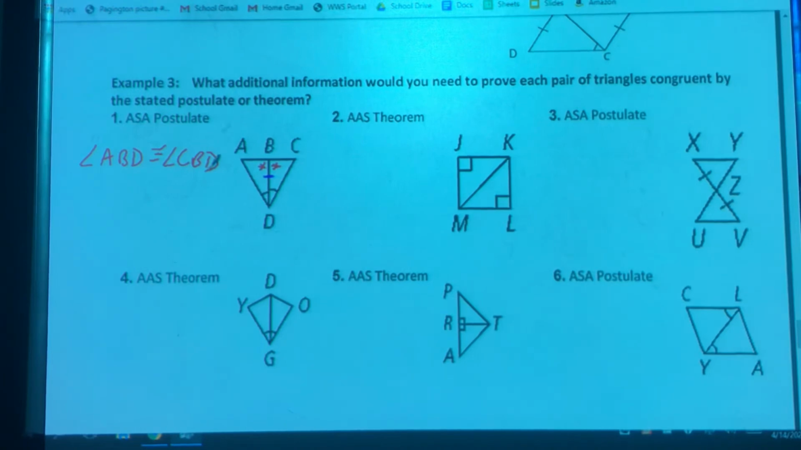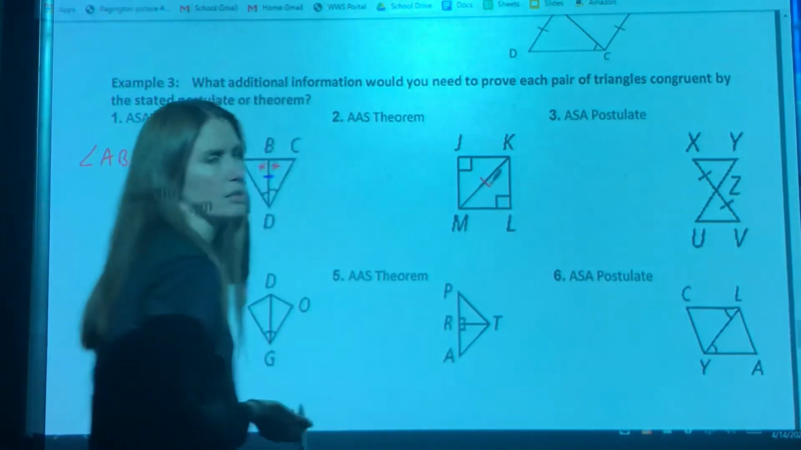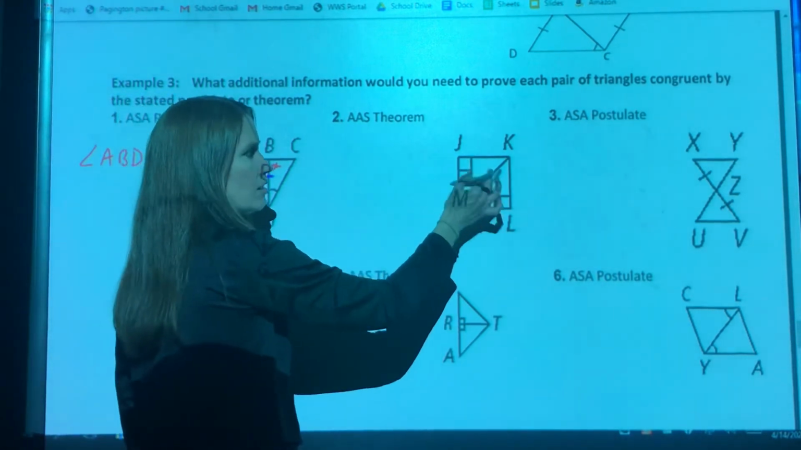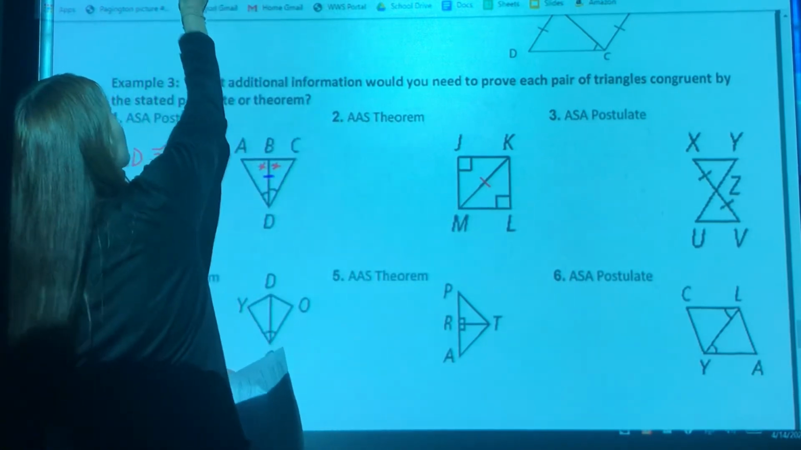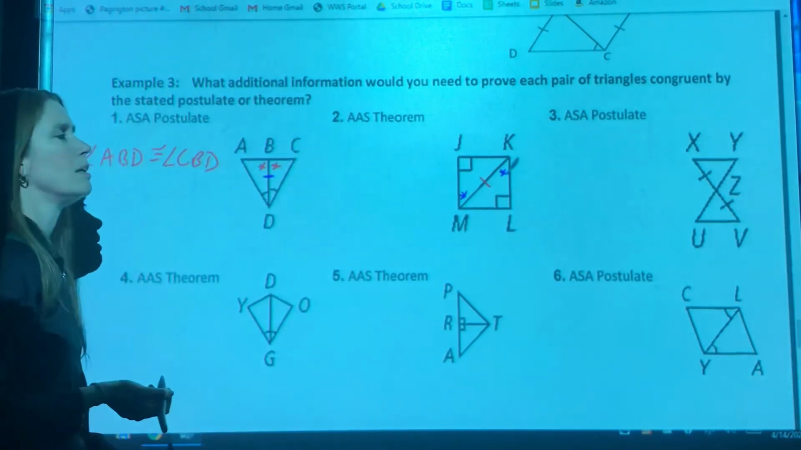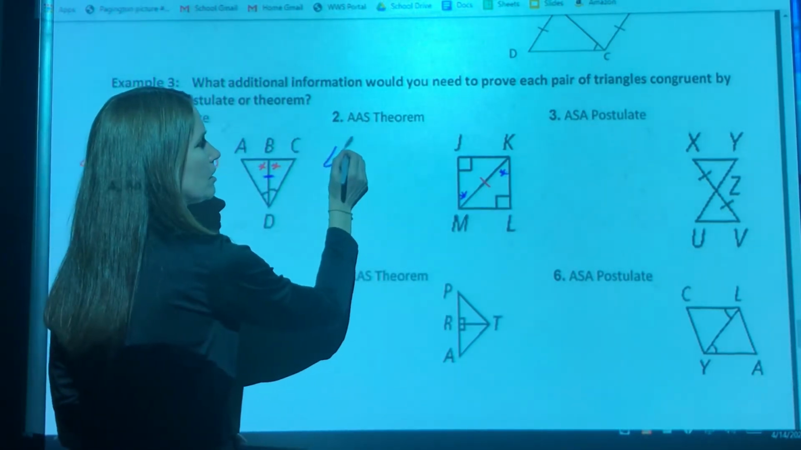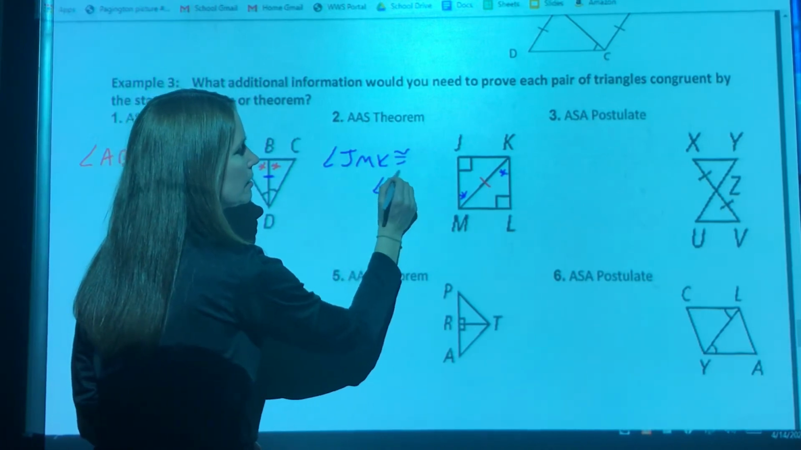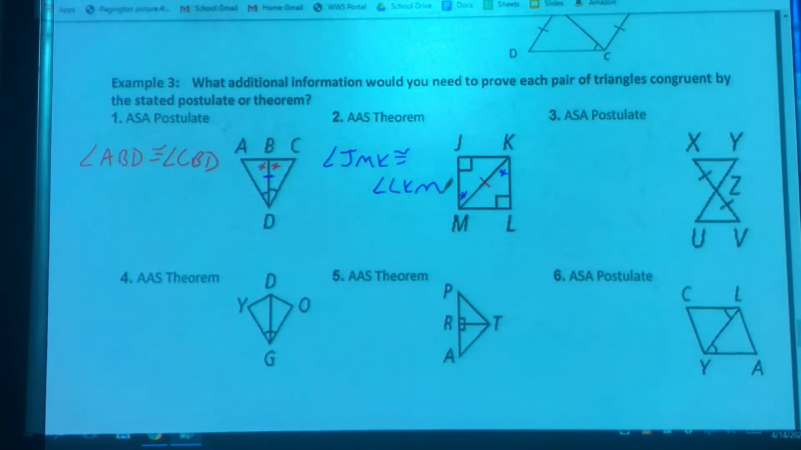All right, on number 2, it's saying angle, angle, side. First, I want to see, is there anything else I know for sure is congruent besides what is marked? Yep, that side that they share. And if it says angle, angle, side, I've got an angle, I've got a side, I need another angle. So if I knew that this angle was congruent to this angle, then I could say angle, angle, side. So I can say angle JMK is congruent to angle LKM. If I knew those two are congruent, I could say they were congruent by angle, angle, side.